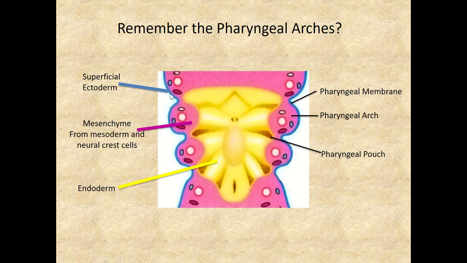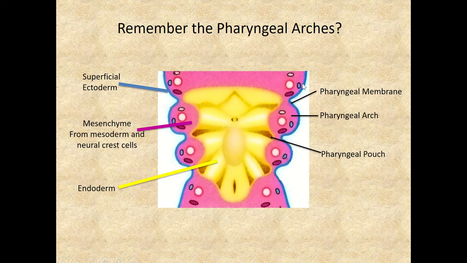Remember that you have a surface ectoderm, you have a mesenchyme that comes from mesoderm and neural crest cells, and then you have endoderm that's on the inner surface of these pharyngeal arches. And on the outside, you have a few places where the ectoderm comes in close approximation with the endoderm. You still have some mesenchyme in the middle. And we call this together a pharyngeal membrane.